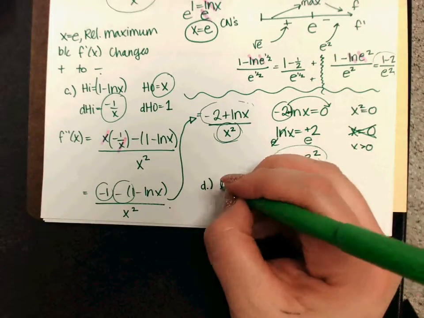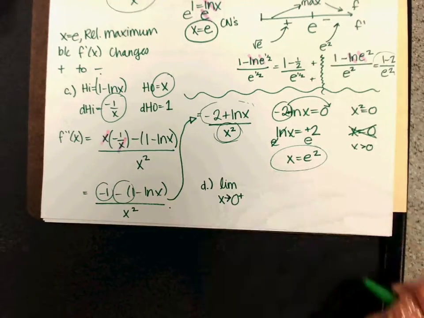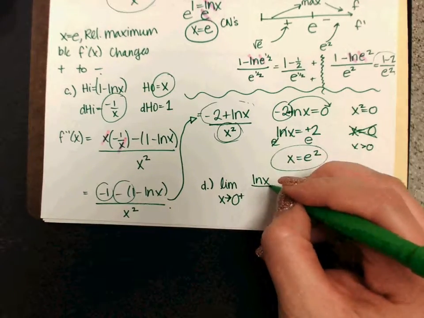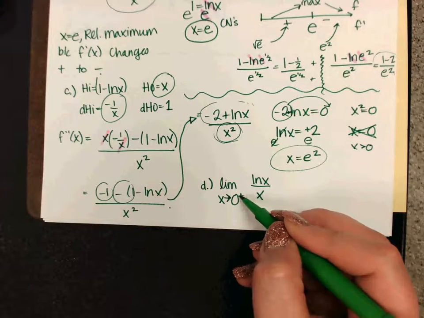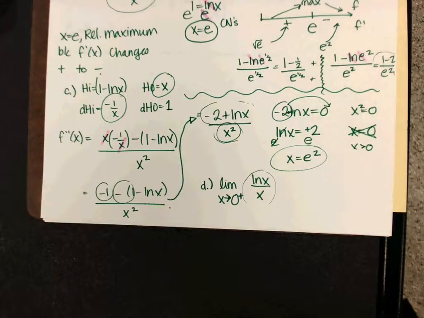Now, part D says find the limit as x approaches 0 from the right of f of x, which is ln x over x. Okay, so first thing that I want you to think about is that if I'm doing x from the right, I need to think about what ln x is doing at that point.